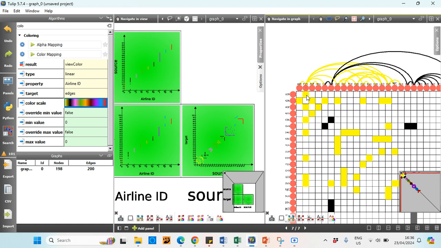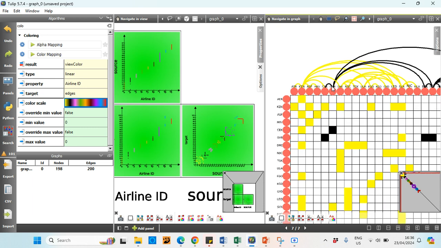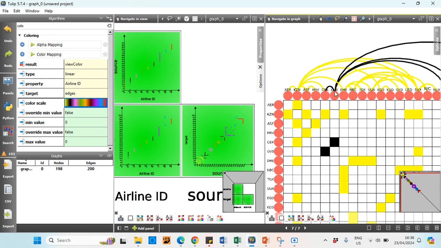Now this column here is for KZN, and this one is for AER. This whole row here is for AER. So all planes that leave this row and land in an airport here, that column will also be shaded. That is why this one is shaded. So you find a plane leaves CEK and lands in OVB.